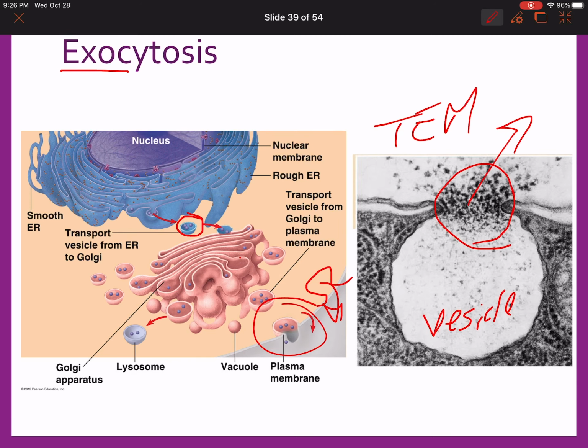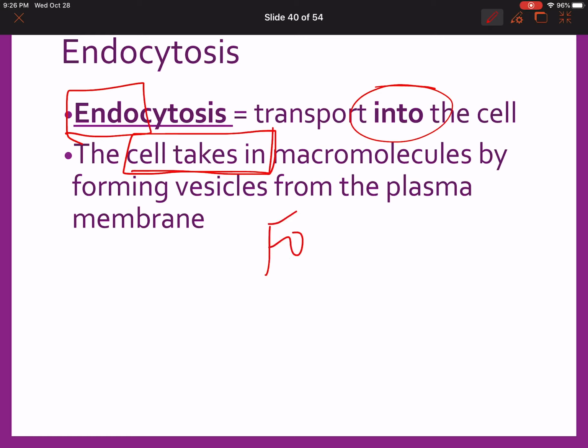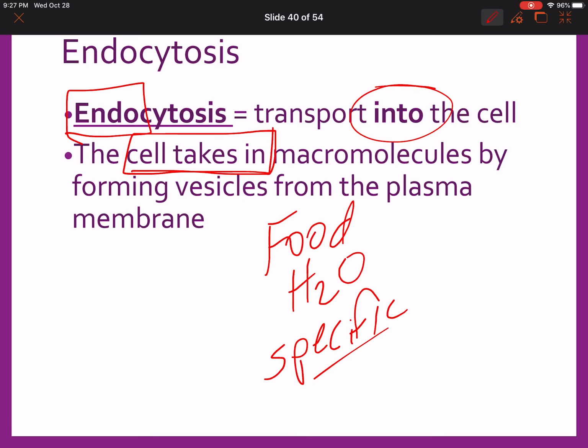Okay, the opposite of exocytosis is endocytosis. Endo is coming in. That's why I love it. It makes sense. So we're forming vesicles, and the cell takes in these huge molecules. There's going to be 3 types, depending on whether we're taking in food, liquid, or specific stuff.